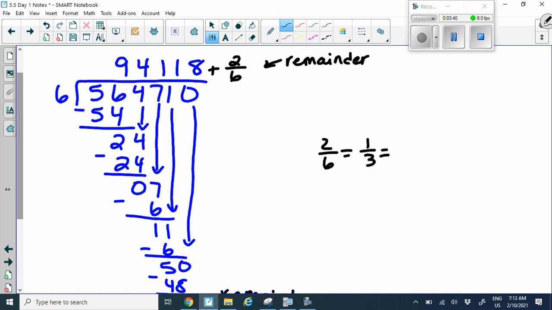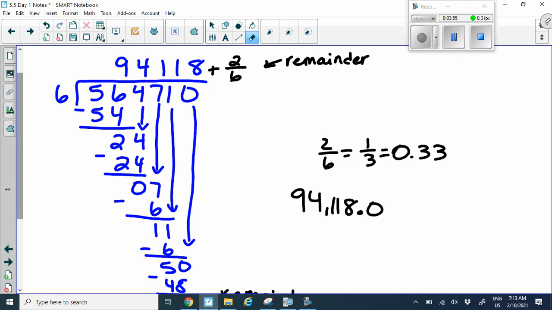which is also 0.33. So if we wanted to write 94,118 as a decimal, this could be represented as 94,118.33. And of course, that would go on forever. So that's what that plus 2/6 can also represent.